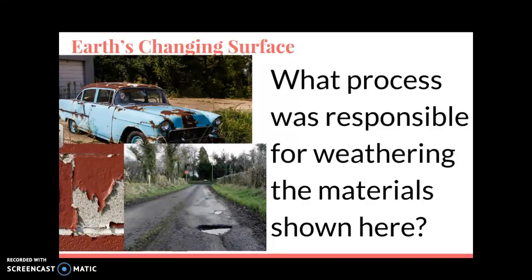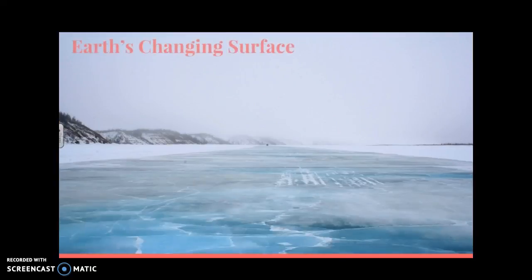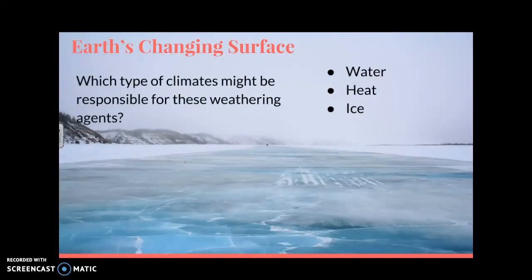Earth's changing surfaces. Take a look at the car, the peeling paint, the road. What process was responsible for weathering the materials shown here? Water, heat, ice. These are just a few things. What type of climates might be responsible for these particular weathering agents? Temperate climate, arid climate, and an Arctic climate.